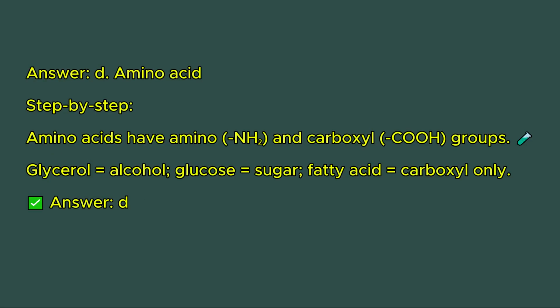Answer D. Amino acid. Step by step. Amino acids have amino (NH2) and carboxyl (COOH) groups. Glycerol is an alcohol. Glucose is a sugar. Fatty acid has a carboxyl group only. Answer D.